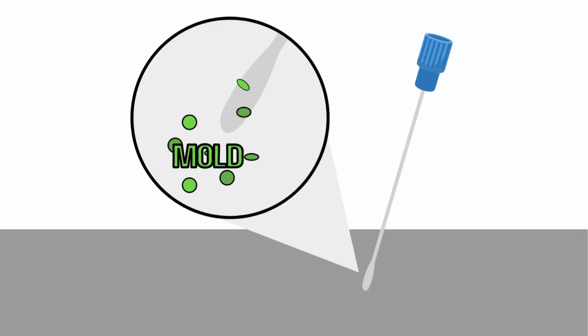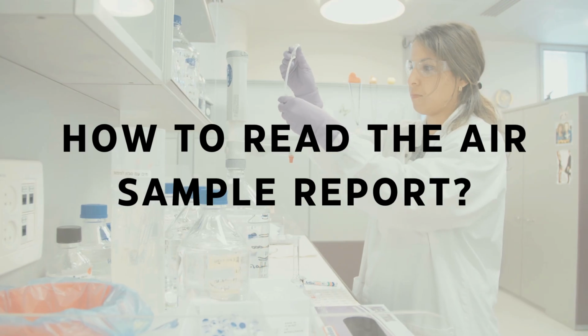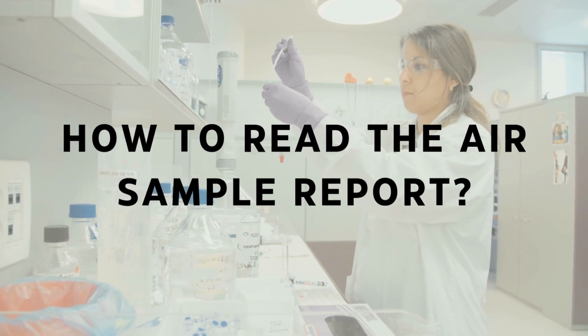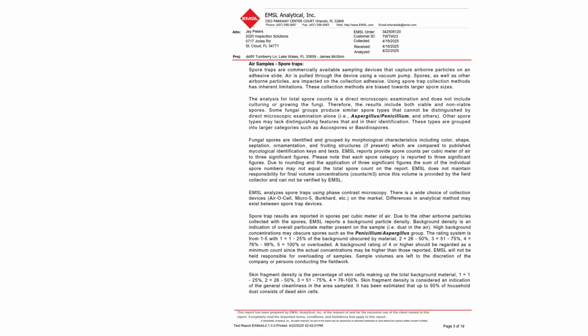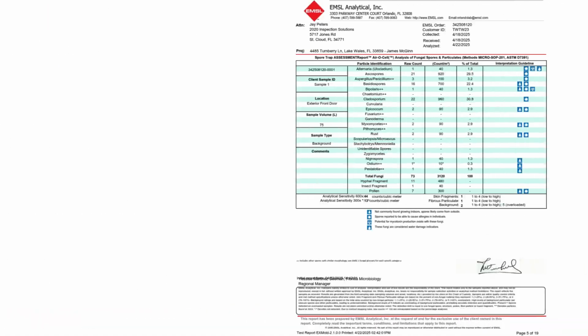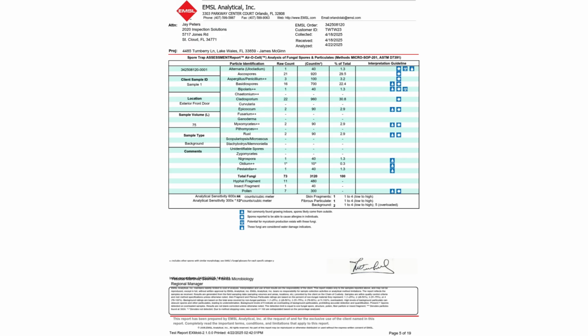Swabs don't tell us how much mold is in the air, but they're great for confirming whether visible growth is mold, and what kind. How to read the air sample report. Now, here's the cover of your mold report. But the part you'll want to pay the most attention to is on page 5 and 6. There will be tables that list the actual spore types and counts found in each location.